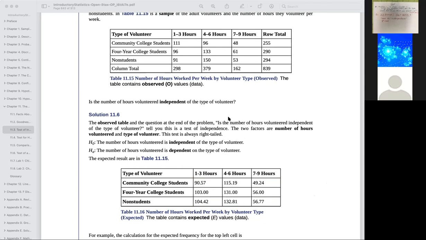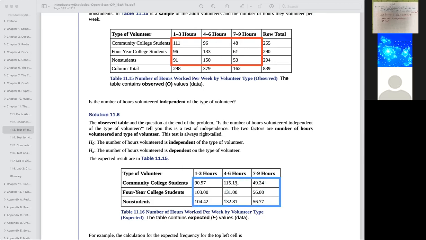What we do is we take this table and we put this into a matrix on the calculator. Not the totals, just the 3 categories and the 3 hours. And the calculator will take these numbers and do all of these numbers that I'm going to outline in blue. It'll calculate all of these numbers for us.